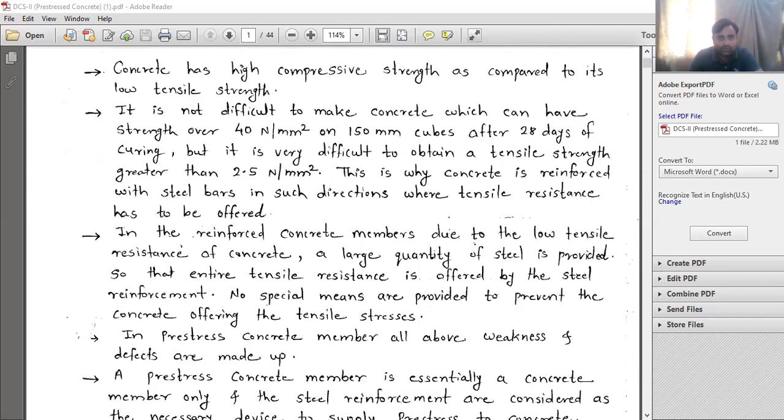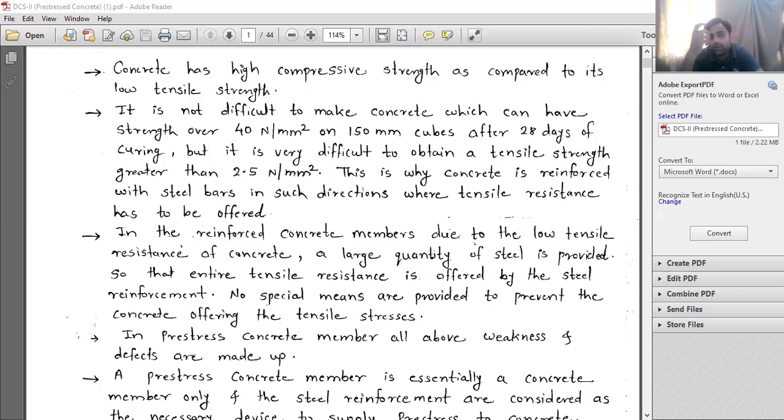Now some important points for the prestressed concrete member. Why do we go for the prestressed concrete member? What is the need? The basic need is this: you know that concrete is very strong in compression, but very weak in tension. Whenever the downward load comes on the member, as I have already shown you with the shape of the beam, the fibers above the neutral axis are subjected to compression and the fibers below the neutral axis are subjected to tension.